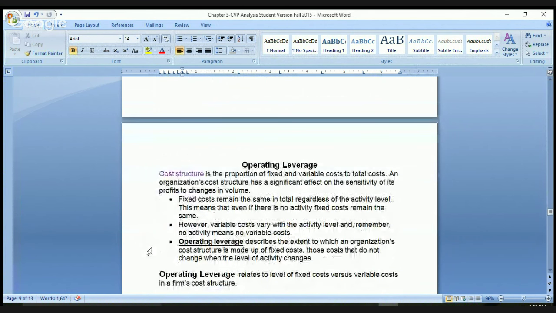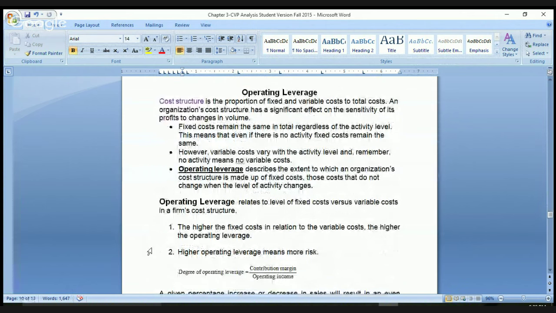Now let's talk a little bit about operating leverage. Cost structure is the proportion of fixed and variable costs to total costs. An organization's cost structure has a significant effect on the sensitivity of its profits to changes in prices and volume. Fixed costs remain the same in total regardless of the activity level. So remember, fixed costs, no matter how many items we sell, are going to stay the same.